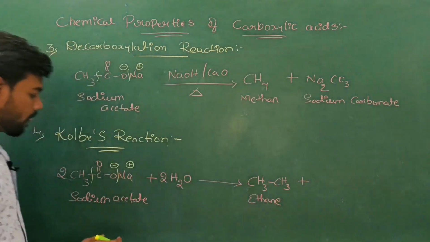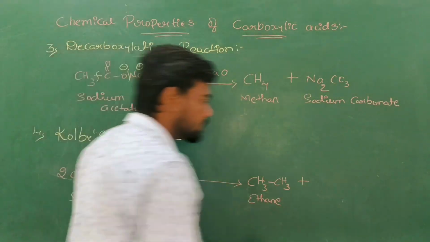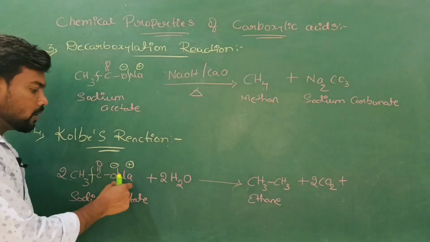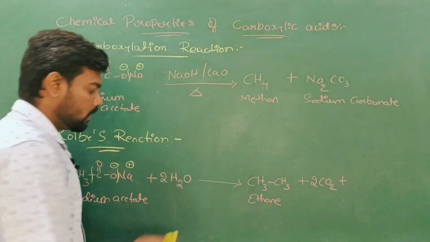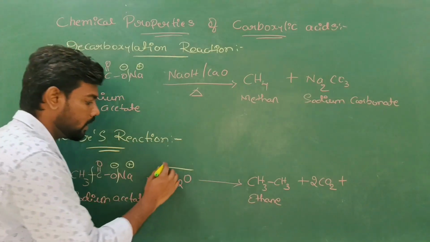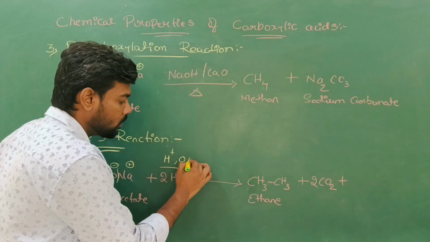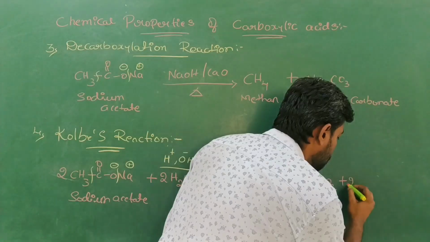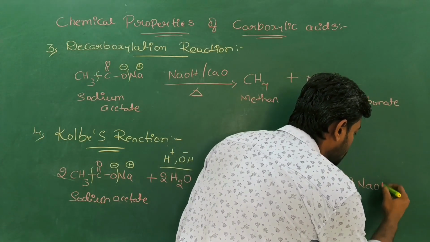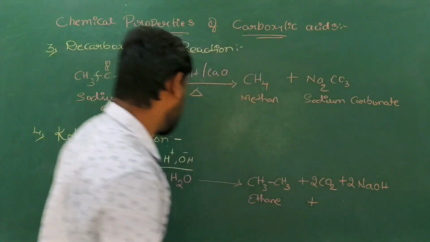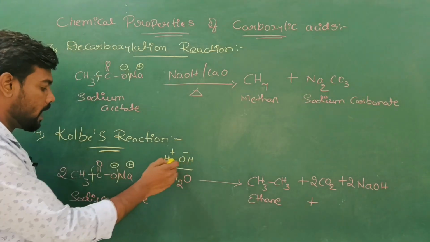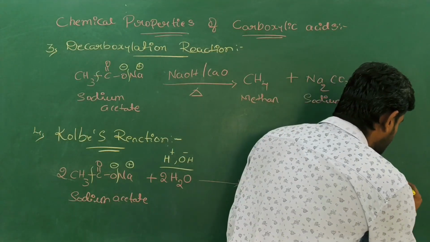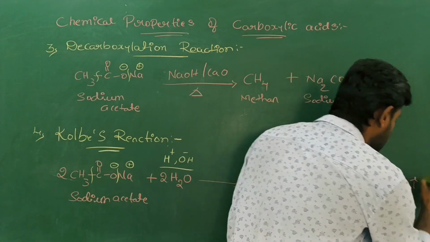And plus, here we have two molecules of carbon dioxide, and the next one we have sodium hydroxide. How? If you take this water, it will be H plus and OH minus. So we have two molecules of sodium hydroxide, and plus hydrogen gas.